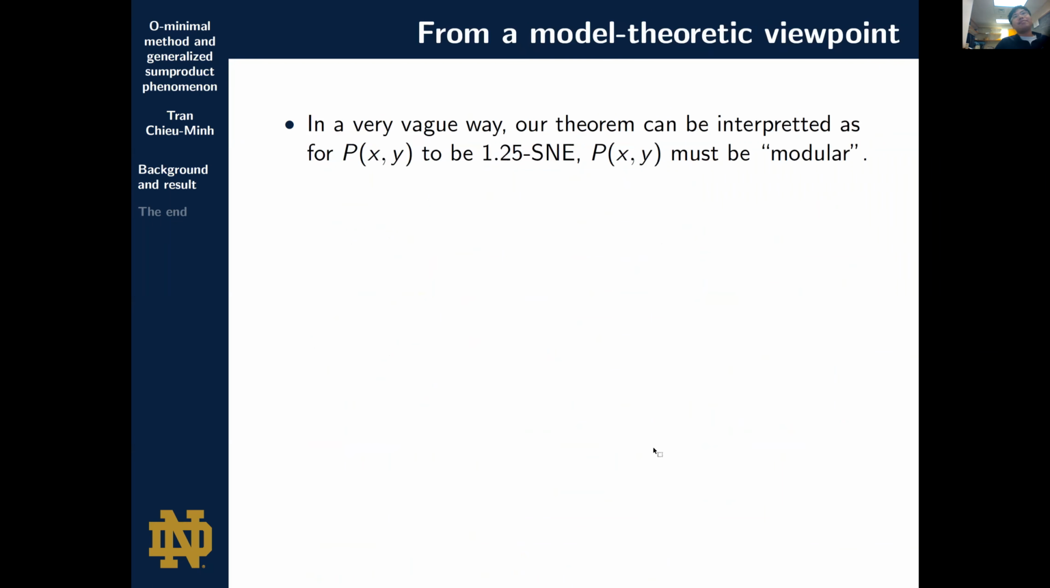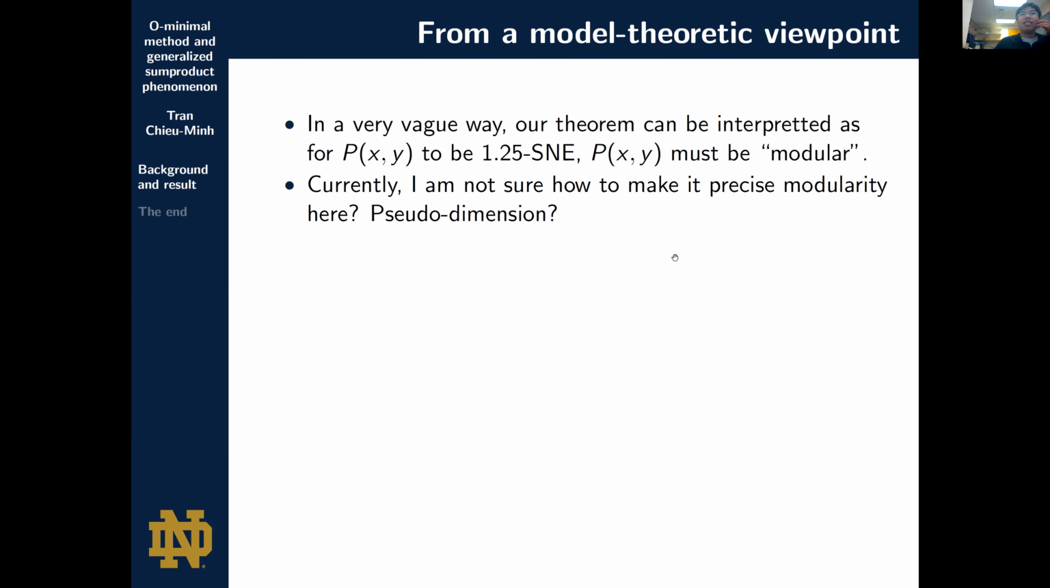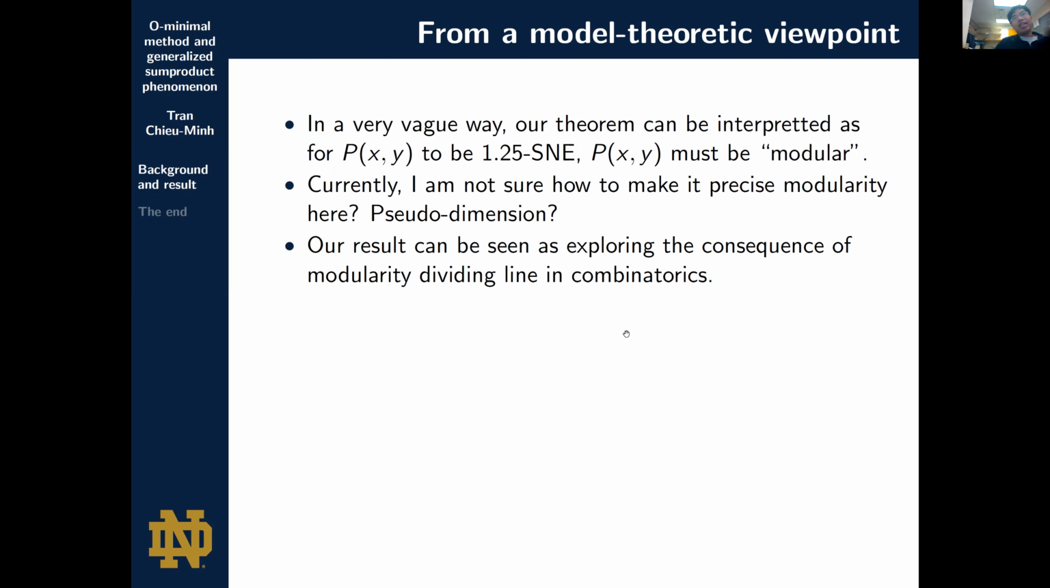Okay, so let me tell you how this fits into a model theoretic point of view. In a very big way, our theorem can be interpreted as saying that if you want P(x,y) to be a 1.25 symmetric non-expanding pair, P(x,y) must be something like just addition or multiplication. So in some way there must be modularity in a certain way. Except I'm not totally sure how to make modularity precise here, perhaps using some pseudo dimension, but I don't know. As long as you can accept that this is about modularity, you can see this result in the framework of this recent work exploring consequences of modularity in combinatorics.